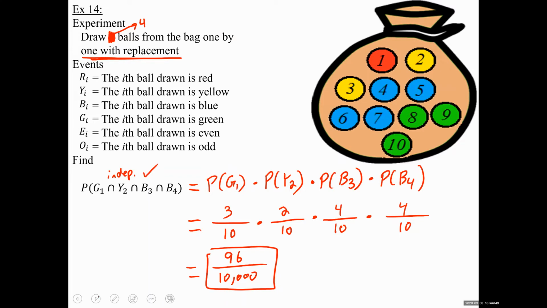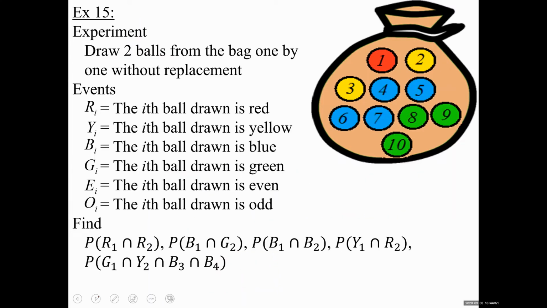So now example 15. Look at the difference in example 15. We still have the same bag. We're drawing 2 balls one at a time, one by one, but now it's without replacement. What does without replacement mean? It means we're going to draw the first ball, then we're going to leave it out, and then draw the second one without replacement. We're not putting it back. We're not replacing it. Okay?